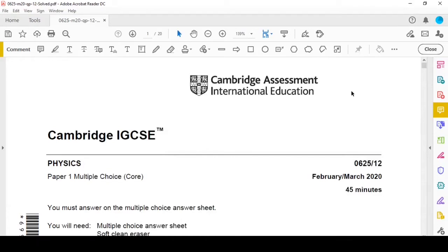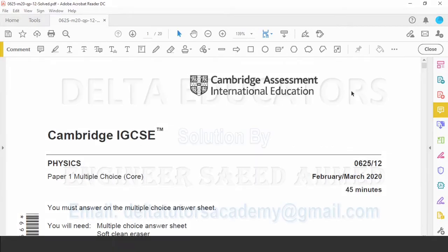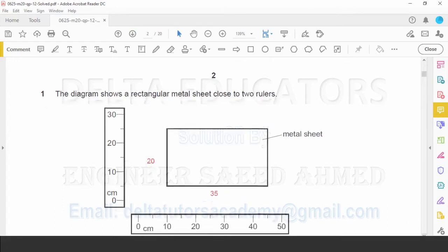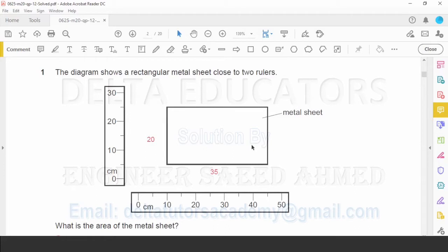It is IGCSE Physics Paper Code 0625, Paper 1 Variant 2, February March 2020, and today we are going to solve question number 1 to question number 20. Question 1. The diagram shows a rectangular metal sheet close to two rulers. Here we have a metal sheet and here we have two rulers. What is the area of the metal sheet?